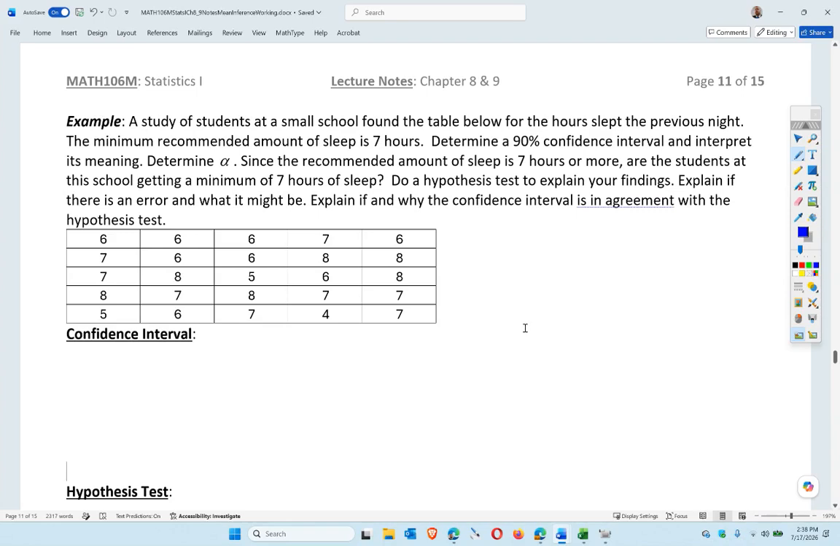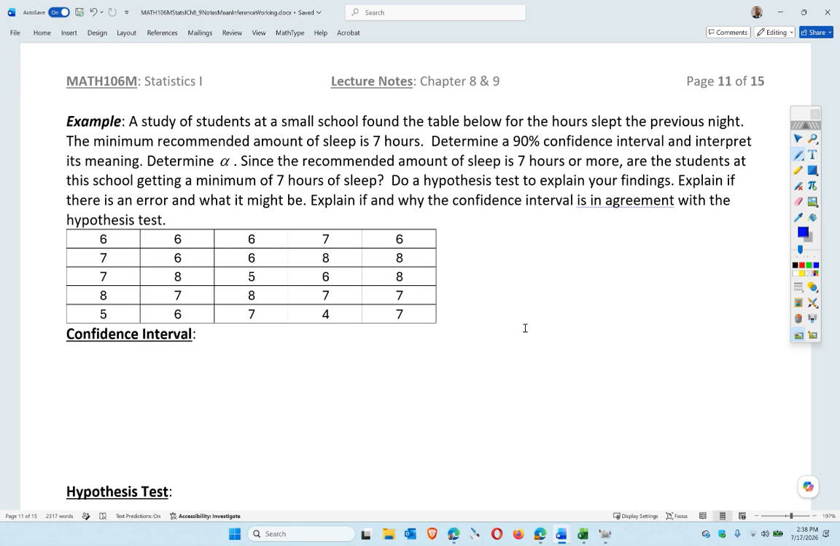Okay, now we're going to do some inference examples for population mean, so confidence intervals, hypothesis testing, discussing errors, and how they relate. Okay. A study at a small school found the table below for the hours slept the previous night.